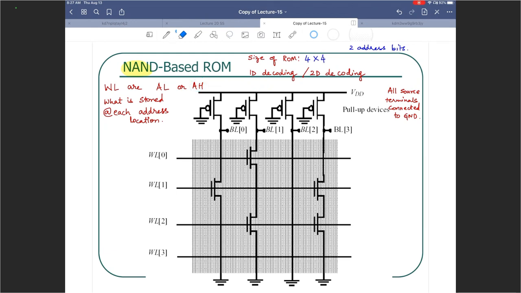Again, 4 bits for the word, 4 word lines and 4 bit lines. Where are the word lines? They are here, here, here, and here. 4 word lines, so that means that can be 4. And they are 4 bit lines. They are located some at a different place, but they are still 4, so your size of the ROM is still 4x4. Now, coming to one-dimensional decoding and two-dimensional decoding. Because we have 4 bit lines as output bits you can read, this is going to be one-dimensional decoding again. Now, in this case, for NAND-based ROM, we need the word lines to be active low instead of active high.